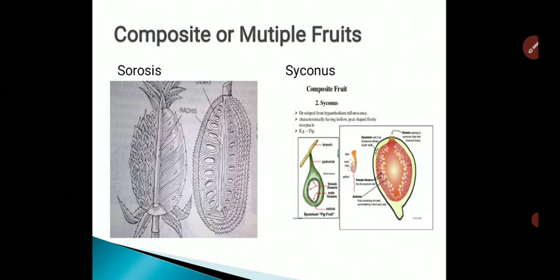So that's it for the topic of fruits. Here we are done with our three subtopics of the morphology of the reproductive part, that is inflorescence, flower and lastly fruits.